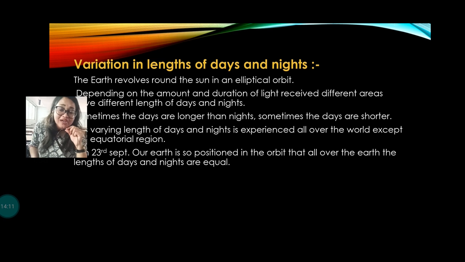Okay, but on two days, 23rd September and 22nd March, the Earth's position in its orbit is such that all over the Earth the length of the day and night are the same. So these are mainly the effect of the revolution of the Earth.